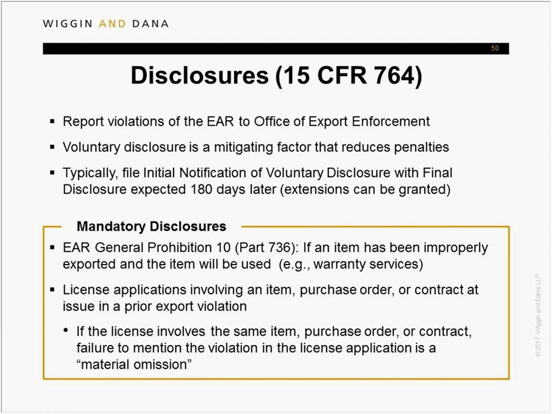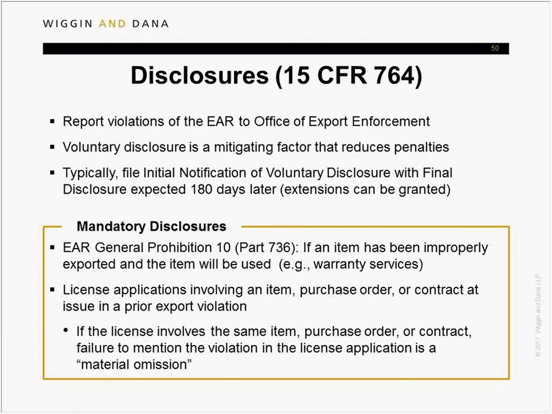It's also the case that you need to disclose if you are going to submit a license application that involves an item or a purchase order or a contract that was involved in a prior export violation. If you don't disclose in those circumstances, then not mentioning that issue in your license application is a material omission. And a material omission to the government is a serious business. It's a violation. It's lying to the government by omission. And that obviously is something that we don't want to happen. So there are some mandatory disclosures.